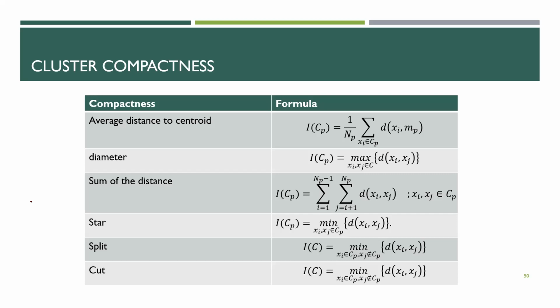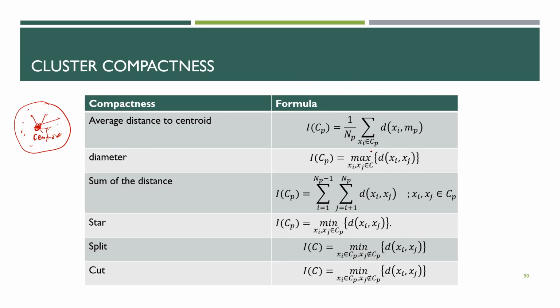For cluster compactness, we have, for example, the average distance to centroid. Here we have the centroid and other data points inside one cluster. Then we calculate all the distances to the centroid and take the average.